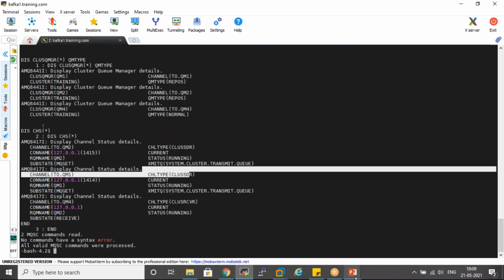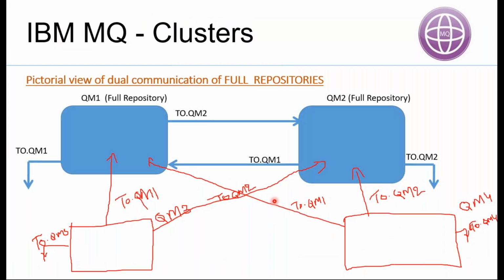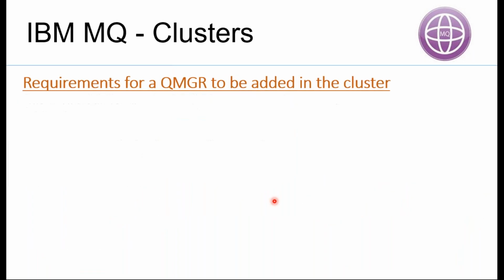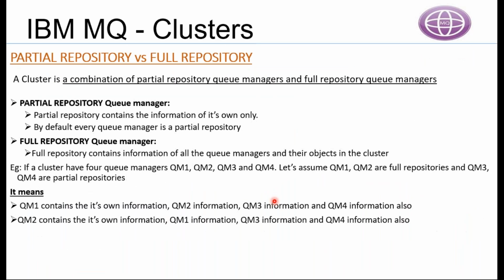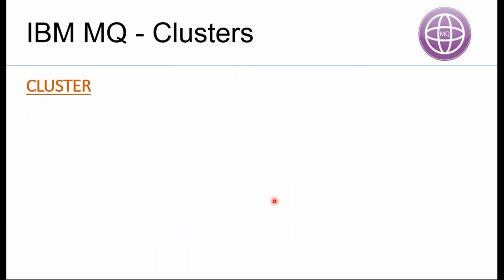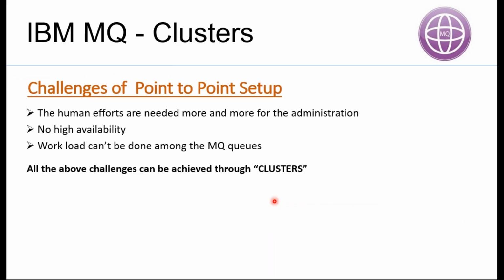Fine. Now, in today's session, we have built a cluster, but what is the purpose of the cluster? What are you going to achieve? As you remember, in the beginning of the cluster session, we saw the advantages of clusters. There are certain limitations in the point-to-point setup, and to overcome those limitations, we are going to build a cluster. Number one, the first challenge is that more and more human effort is needed for administration, because objects will be increasing in the point-to-point setup whenever the architecture grows.